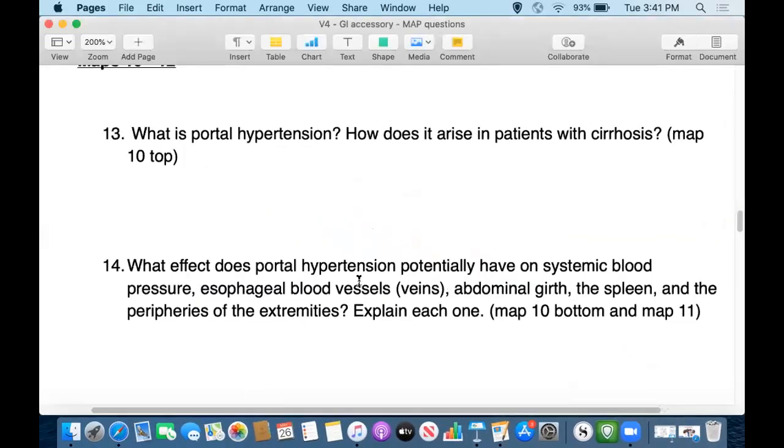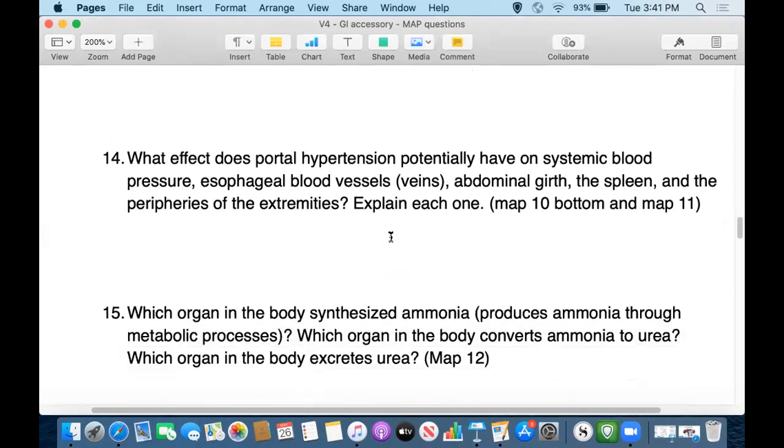And so the next question is 14. What effect does portal hypertension potentially have on systemic blood pressure? We can answer that right away. It can raise blood pressure. It might raise systemic blood pressure. Again, I want to stress though, even if it doesn't raise systemic blood pressure, it's still a problem in itself. Esophageal blood vessels, abdominal girth, and the spleen, and the peripheries. Explain each one. Okay.